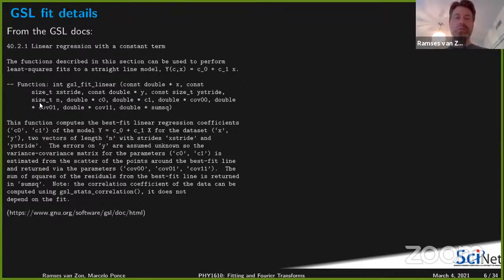Because we have to give the pointer, we have to give the size of these two. So that's n. And then things are going to come out. The rest is actually outputs: the coefficients C0 and C1 in the linear relation. And then it also gives you the covariance matrix back, as well as the sum of squares, and we'll look in a little bit later at what that exactly means. We are right now just interested in C0 and C1, but we have to create variables to capture these other things and store them somewhere, even if we don't use them.